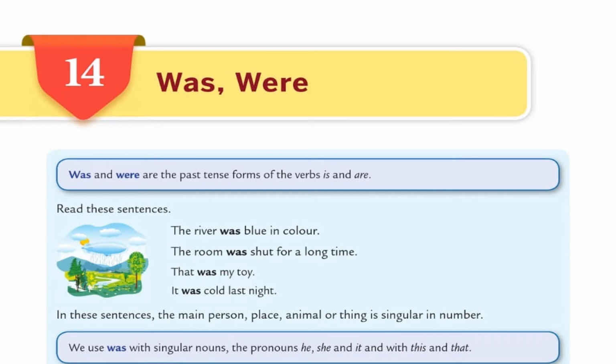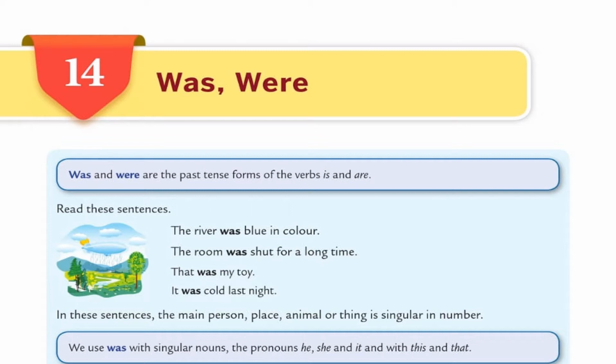Was and were are the past tense forms of the verbs is and are. So we already did this in the last chapter, that is, am and are used in the present tense, and was and were are used for the past tense. Now look at the sentences.